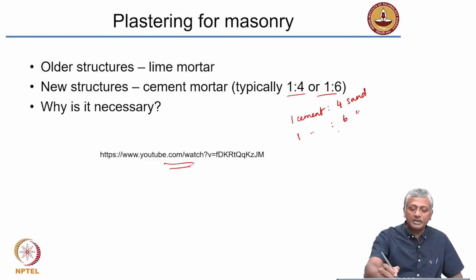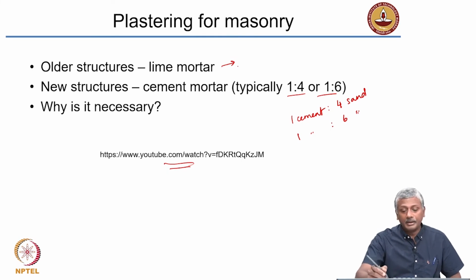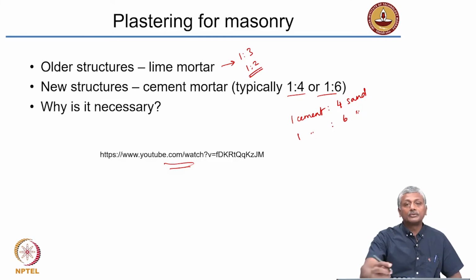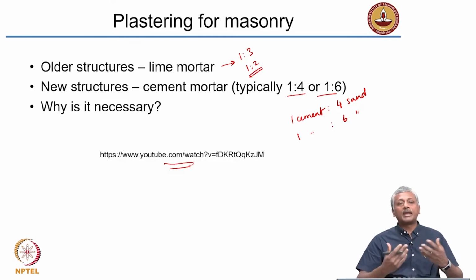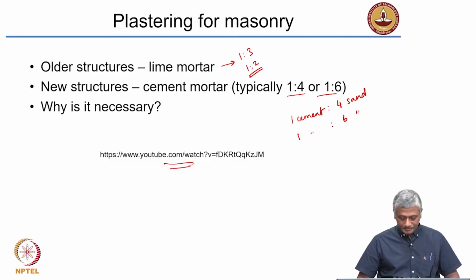Even in lime, the ratios typically are 1:3 or 1:2. You need more lime to get some minimum strength of the mortar, as compared to the cement plaster.